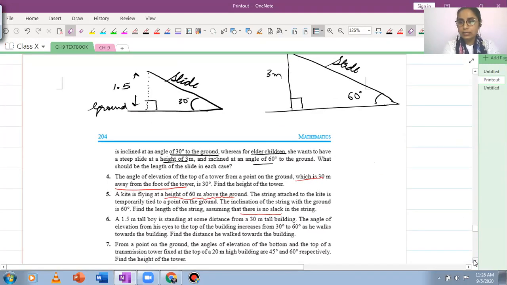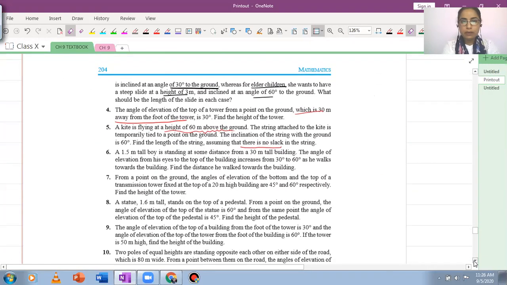So we have been given that there is a boy who is 1.5 meters tall. He's standing at some distance from a tall building. The building's height is 30 meters. The angle of elevation from the eyes of that boy to the top of the building increases from 30 to 60 degree as he walks towards the building. Find the distance he walked towards the building.